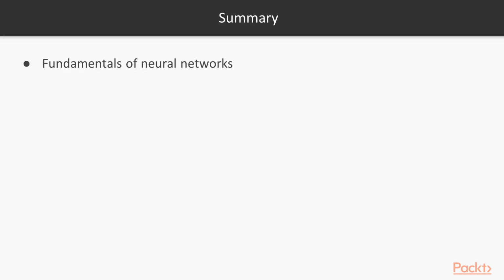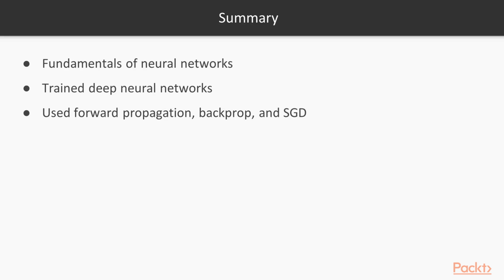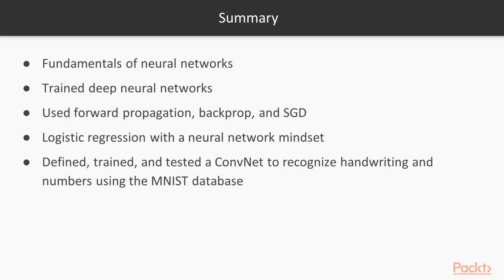All right, in summary, we learned about the fundamentals of neural networks, including dense connections. We learned how to train deep neural networks and got a sense as to how forward propagation, backward propagation, and stochastic gradient descent works by looking at some simple models. Then we introduced ourselves to logistic regression and softmax as a final output layer that we're going to use in most all of our neural networks that classify. And then we tied all this together with defining and training a convolutional neural network to recognize handwritten digits and numbers using the MNIST database, which is the great hello world of machine learning and a great place to start.